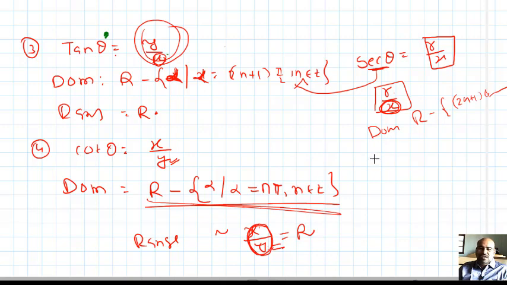Again I will find the domain of the cosec function. Cosec theta is given. Cosec theta means what? R by y. Y equal to 0, then this won't be defined.